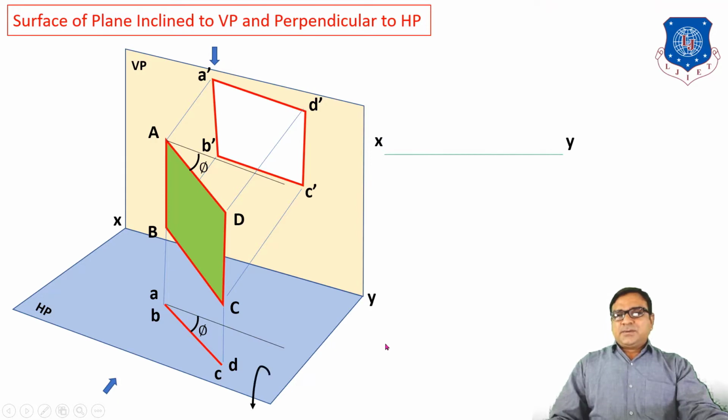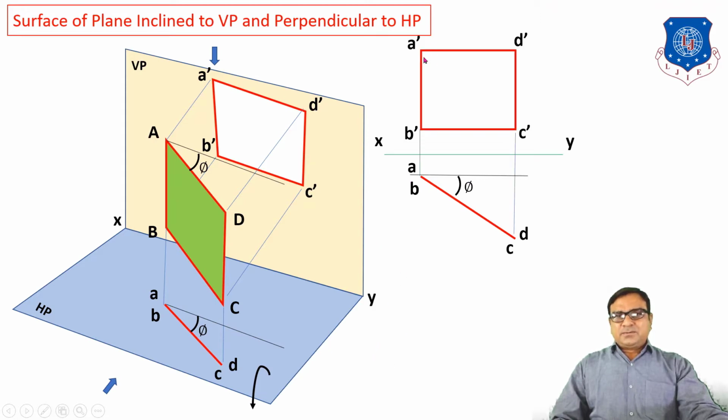Now in 2D representations, this is XY. First of all, draw the top view. This is only a line. The length of this line is equal to the true length of the longer edge of the rectangular plane, and it is inclined at phi angle with VP. Then the front view, which is a rectangle but not a true shape.